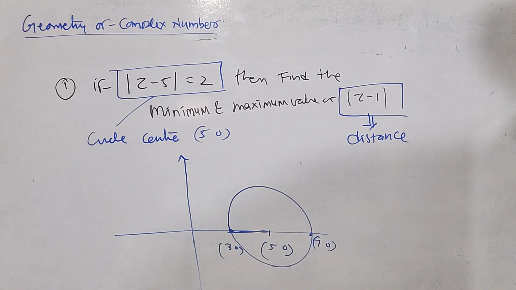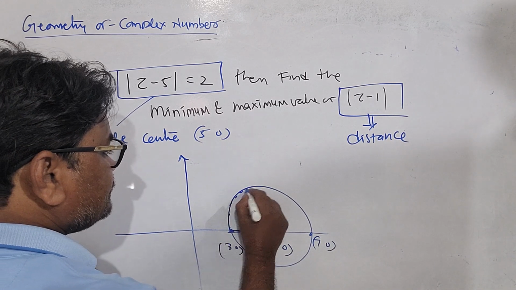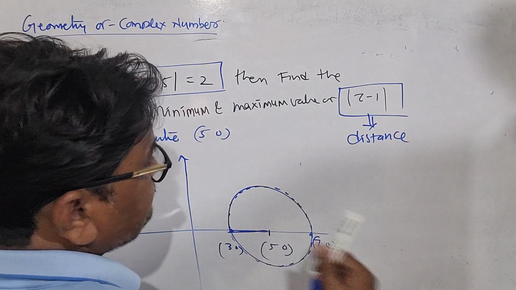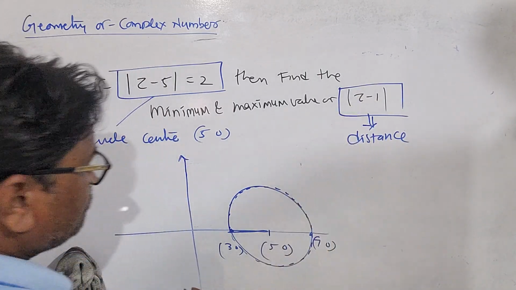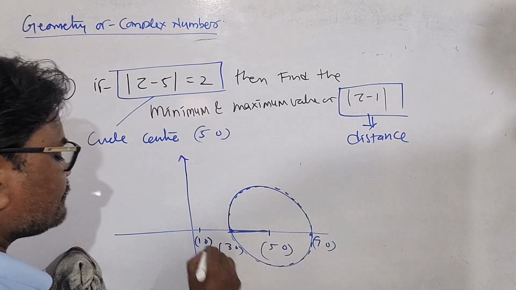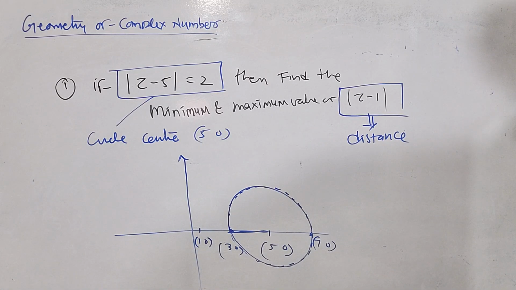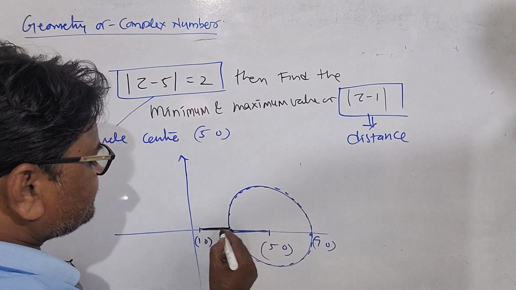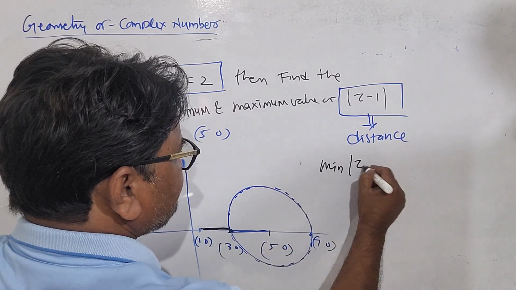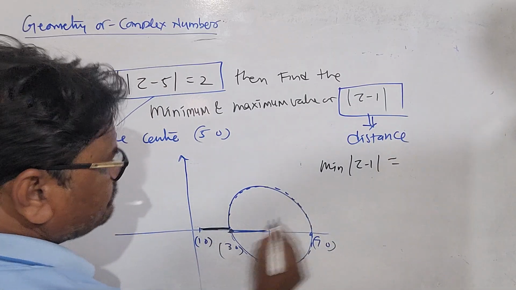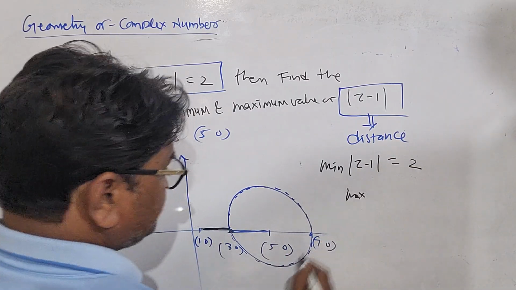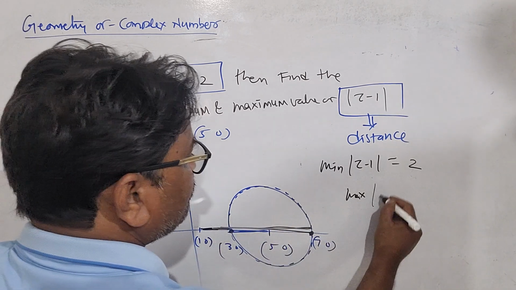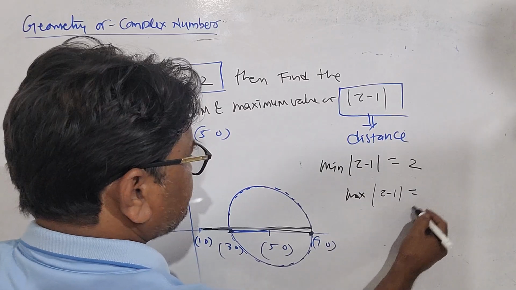Correct? Now Z is lying anywhere on the circumference of the circle. But I want the distance of Z from (1, 0). This is (1, 0). So if Z is lying over here, this will be the minimum distance. So the minimum of |Z - 1| is, what is the distance between them? 2. And the maximum, if Z is lying over here, then this distance will be the maximum. So the maximum of |Z - 1| is 6.